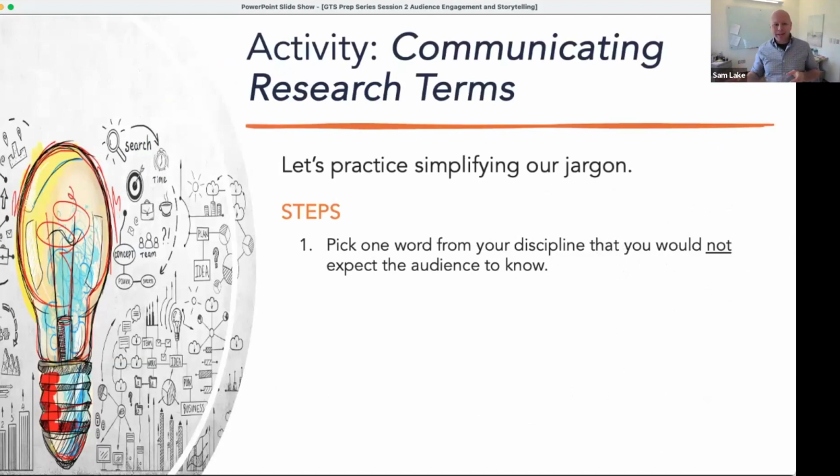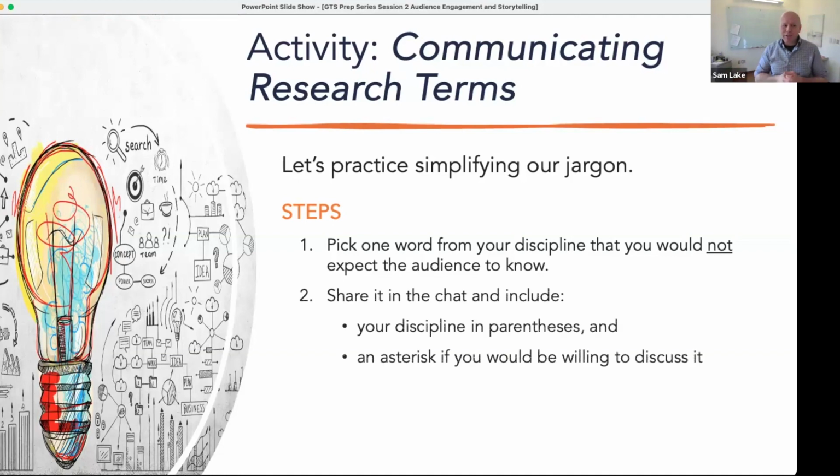We want to use the Zoom chat, and we want you to think of one word. It doesn't have to be a word you necessarily use within your grad thesis slam presentation, but something you do frequently use in conversations with your lab group, something really common to your discipline, that you would expect this non-technical grad thesis slam audience to know. Don't hit send yet, but write out that word, and then in parentheses, define what your discipline is, and put an asterisk next to it if you'd be willing to share.